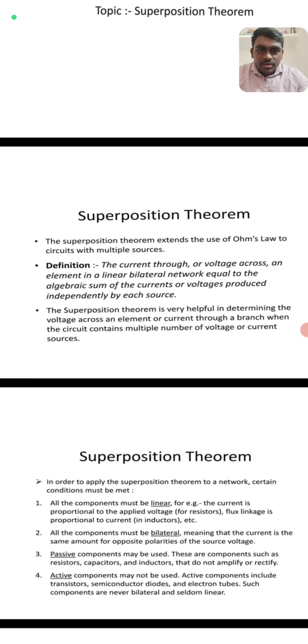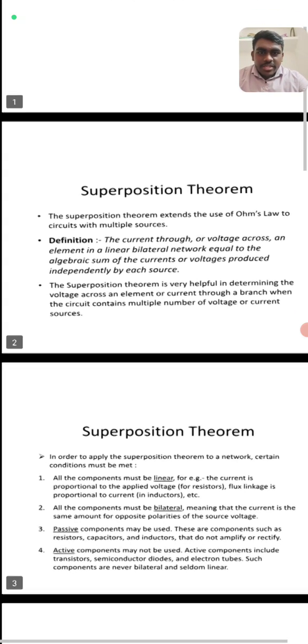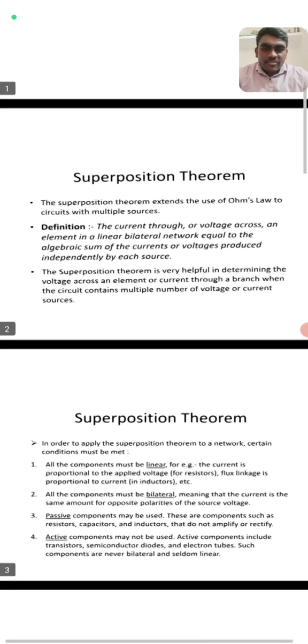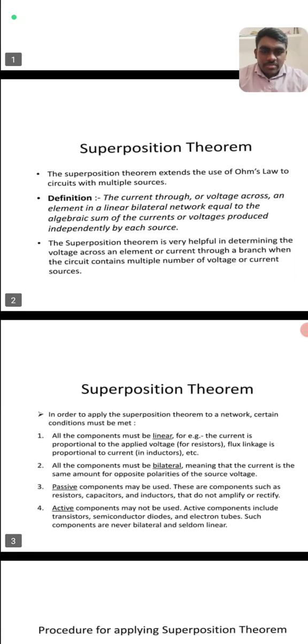The current through or voltage across an element in a linear bilateral network is equal to the algebraic sum of the currents or voltages produced independently by each source. The superposition theorem is helpful for determining the voltage across an element or the current through a branch when the circuit contains multiple voltage or current sources. This is the meaning of the superposition theorem.